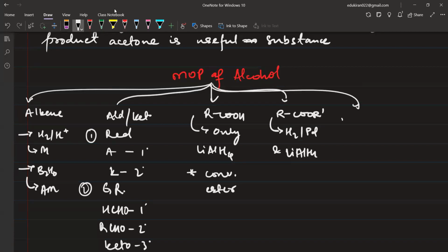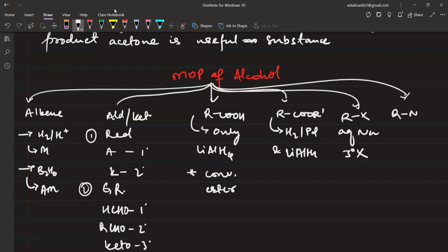Then we have seen RX, haloalkane. In haloalkane, we are using aqueous NaOH or KOH, and 3 degree is not prepared. Then we have seen RNH2. In this, we get 1 degree alcohol. So please write all of the methods of preparation on one page. Is that clear? Yes or no? Please tell me.